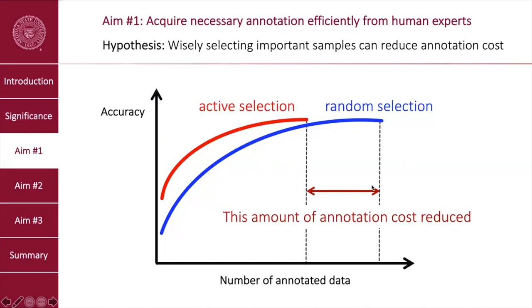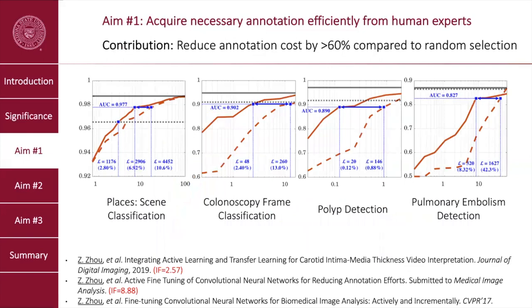So this represents how much annotation cost will be reduced. Our previous study has confirmed this hypothesis. Here the solid line is active learning and the dashed line is random selection. We have conducted the experiment on 3 medical applications and 1 natural imaging application. The conclusion is that using our active learning method, it can reduce the annotation cost by at least 60% compared to random selection.